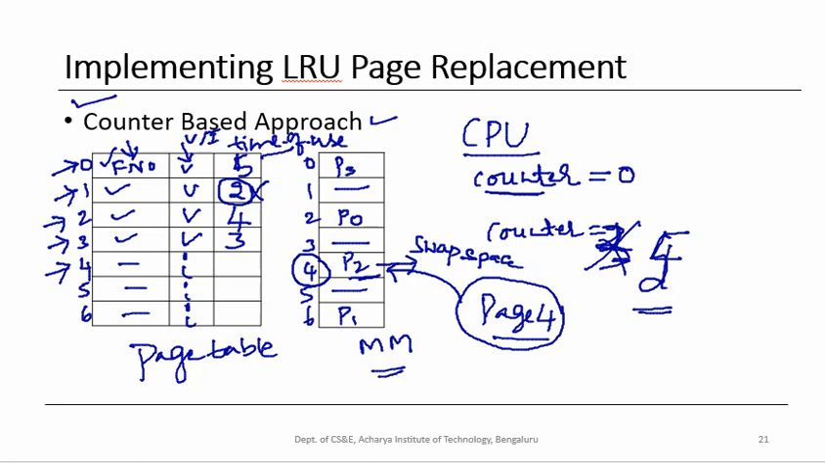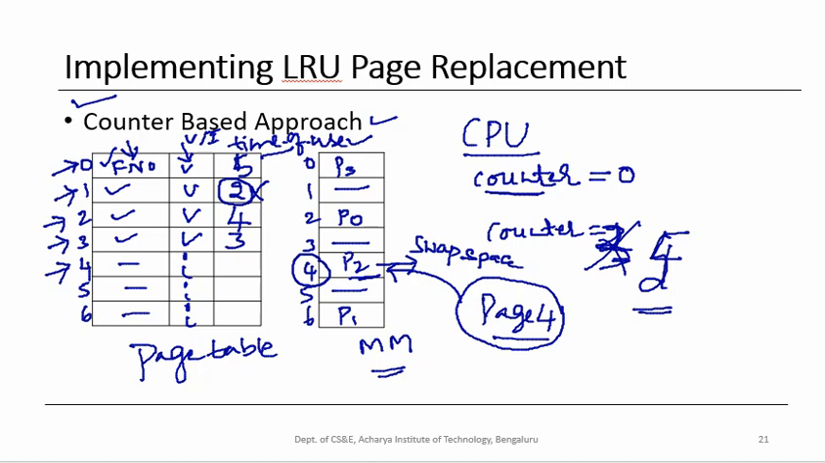I hope you understood. So here in the page table we are going to add one more field called the time of use field, and we copy the value of the counter that we keep. Every time a reference is made to a page, the value of the counter is incremented. This value is copied onto the time of use field, and whenever we have to replace a page from the memory, for selecting the victim page or the victim frame, we look at this field.